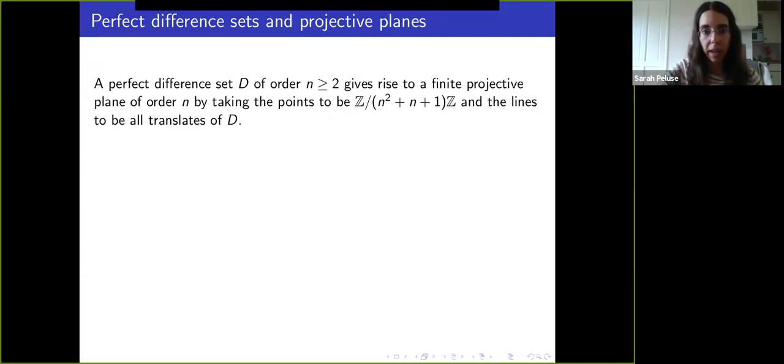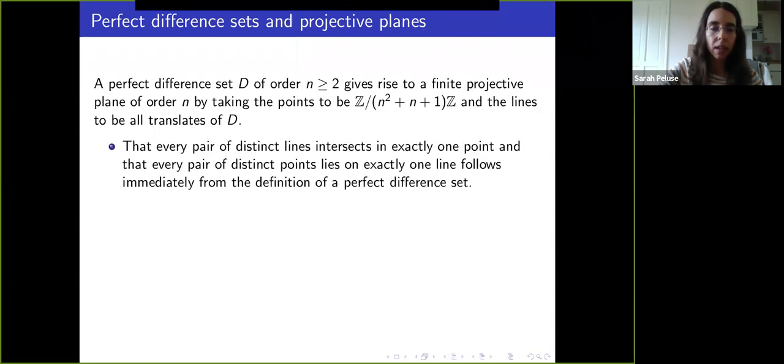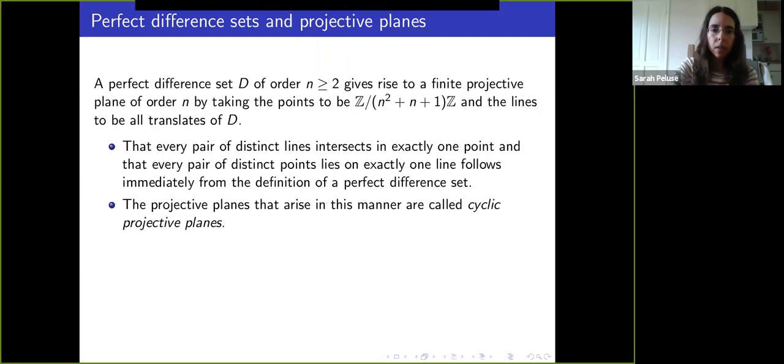And then we assume that n is greater than or equal to 2, so that some axioms of projective planes are satisfied. That every pair of distinct lines meets in exactly one point, and that any 2 points lie on a unique line in this projective plane, just follows from the definition of a perfect difference set. There are other projective planes besides the ones that you get from difference sets, but the ones that arise from this construction are known as cyclic projective planes.